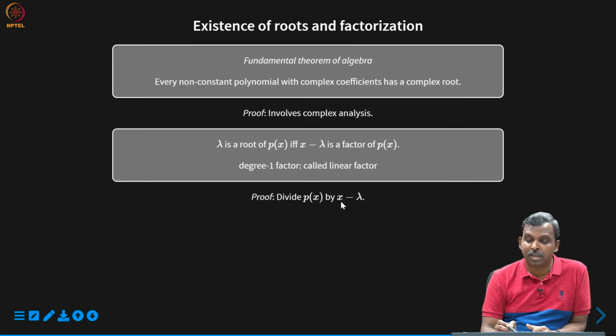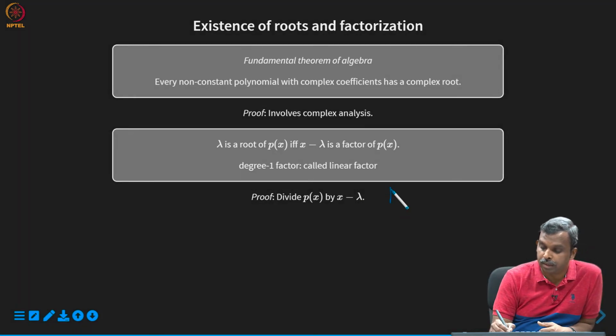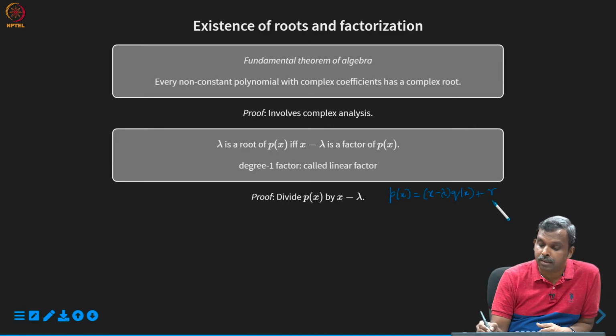You can divide p(x) by x minus lambda. Supposing you divide p(x) by x minus lambda, what will you get? You will get a quotient and you will get a remainder. But what will be the remainder? I am not writing r(x), I am simply writing r, because the remainder will be a constant polynomial.